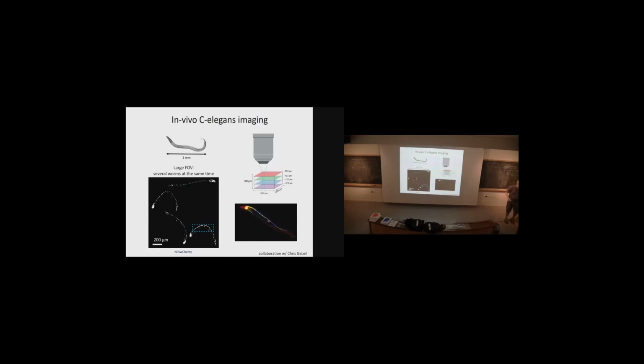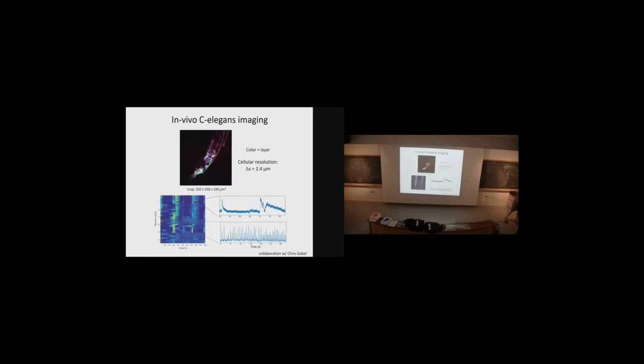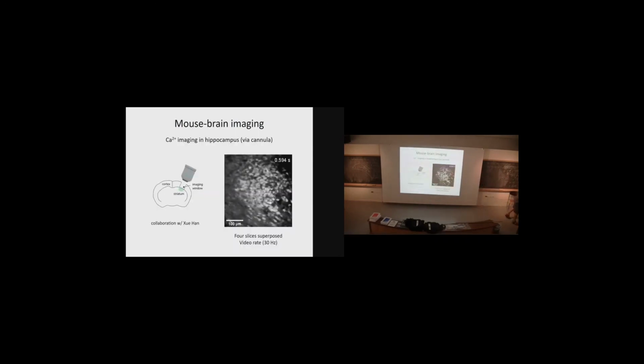So he was a postdoc in my lab and now left. C. elegans, you can see the neural activity, so the color here is depth. So we have multiple depths at the same time, and you can track these again at video rate. Our resolution is not quite the micron level resolution, but it's good enough. It's 2.4 microns. It's easily good enough to resolve individual cells.